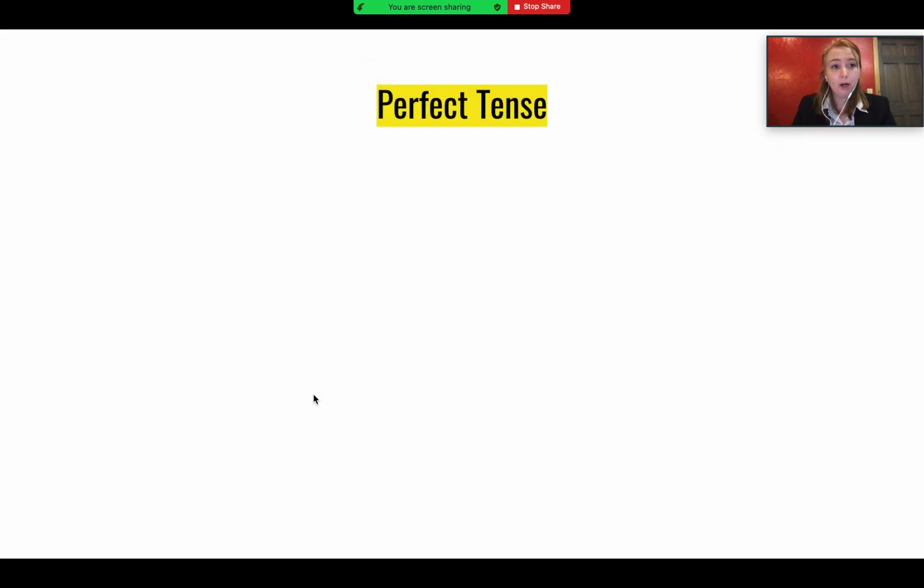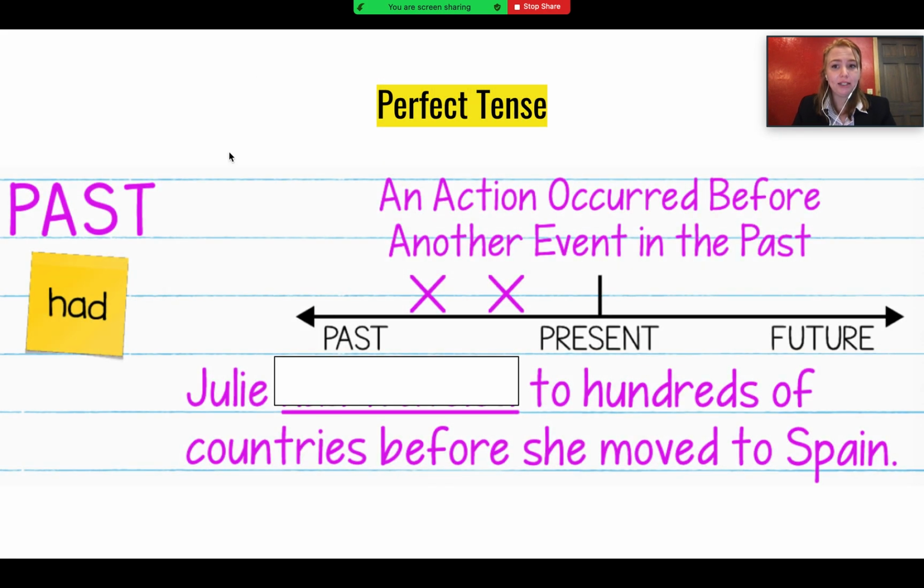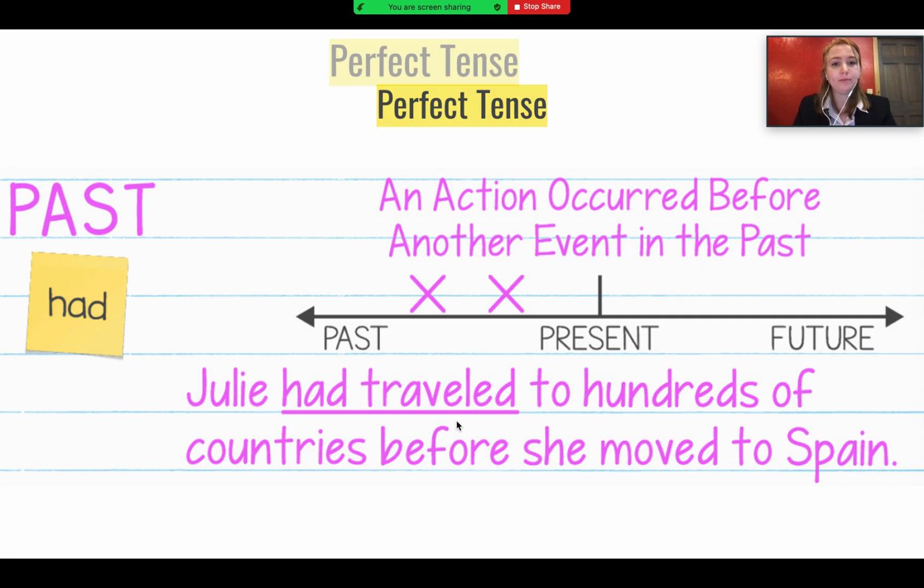Then we're going to go into perfect tense. For the perfect tense in the past, we add had. So an action occurred before another event in the past is basically what's happening here. As you can see, there are two X's, something happening before. So Julie had traveled to hundreds of countries before she moved to Spain. Again, we add the had before our base form of the verb.